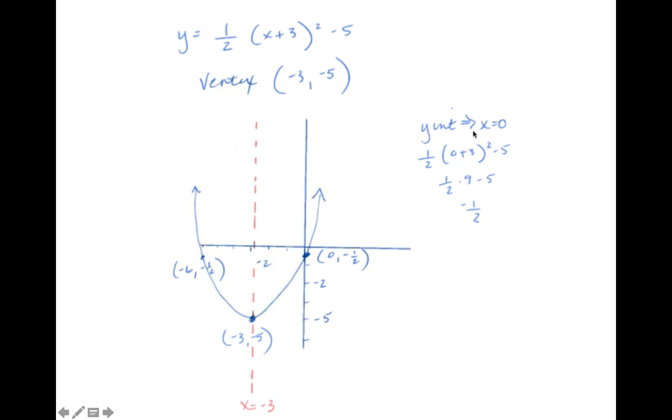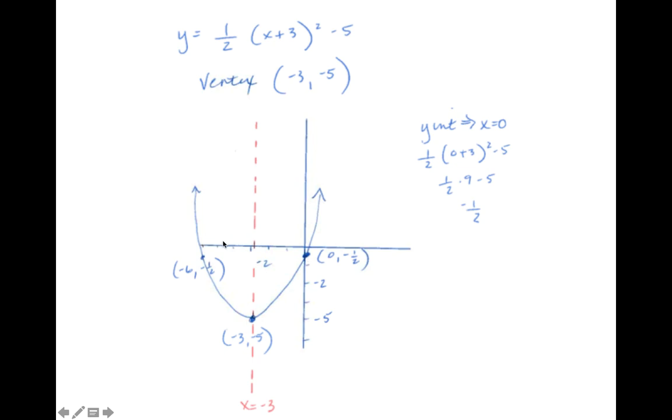To find the y-intercept, I know that x is 0. So I plug in a 0 here, and I go ahead and carry on with my calculations. When I have this, this is 9/2 minus 5. So I get +1/2? It's -1/2. I was trying to make sure that I hadn't done the wrong answer there as well in my haste. So it is -1/2. So my y-intercept is here at 0, -1/2.